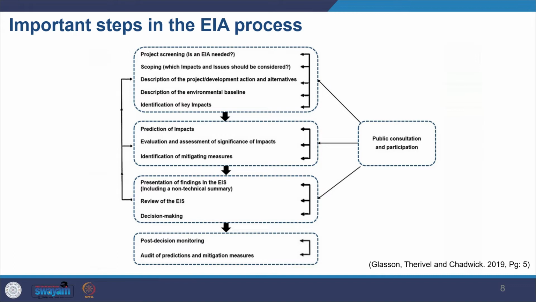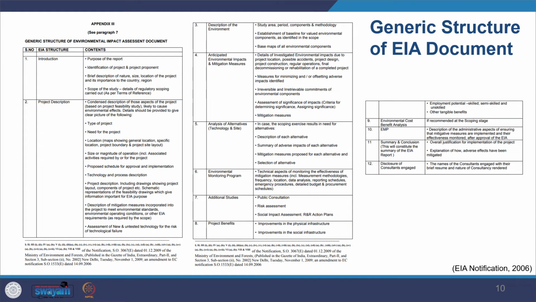So if you are a reviewer, what things you would look for when you are evaluating an EIA report, as well as when you are preparing it, what would be the key structure, and within the structure, how do you understand each component of that structure. So we are basically in the third box of this EIA process.